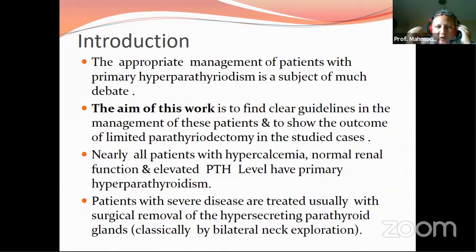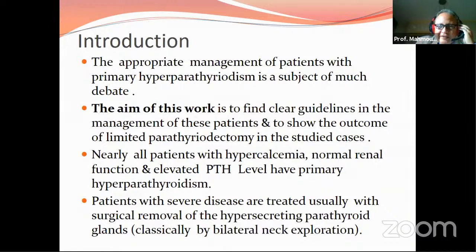Primary hyperparathyroidism is due to parathyroid adenoma, single parathyroid adenoma, in 85 to 90% of cases. And it's due to parathyroid hyperplasia in 10 to 15% of cases, and due to parathyroid carcinoma in less than 1% of cases. Also, primary hyperparathyroidism may be involved in multiple endocrine neoplasia type 1 and multiple endocrine neoplasia type 2A.